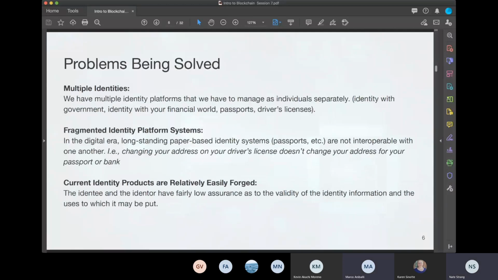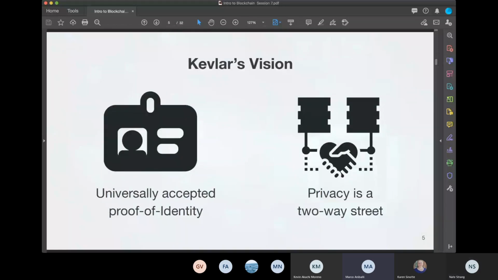Before going back to that slide, just to clarify, this is the Kevlar vision. This is the world we want to live in, not the world we currently live in. Yeah.